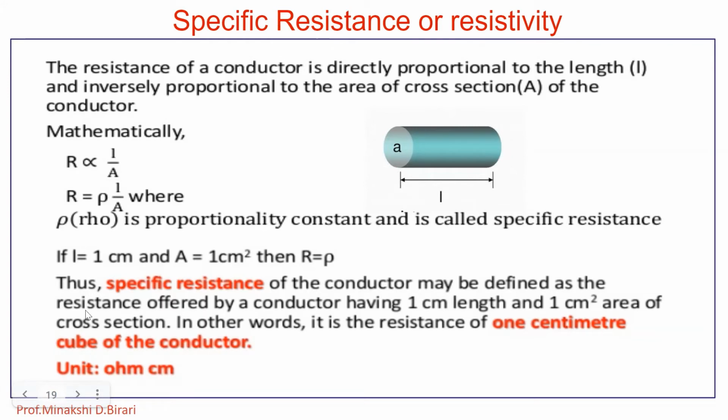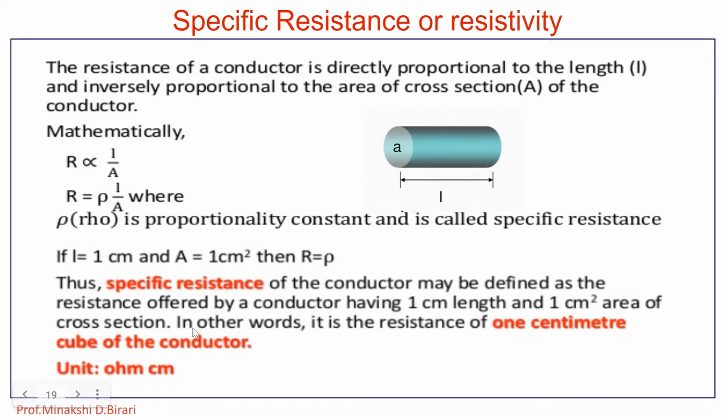The value of rho, that is the proportionality constant, is the characteristic property of a conductor and it depends upon the nature of the conductor. Specific resistance is the resistance offered by a material 1 centimeter in length and having area of cross section 1 centimeter square. Therefore, in other words, it is the resistance of 1 centimeter cube of the conductor.